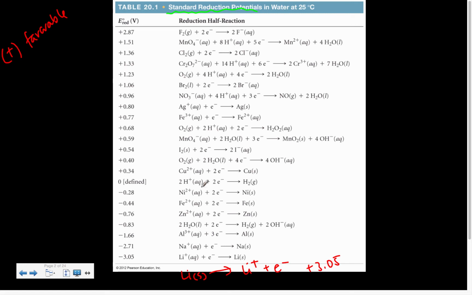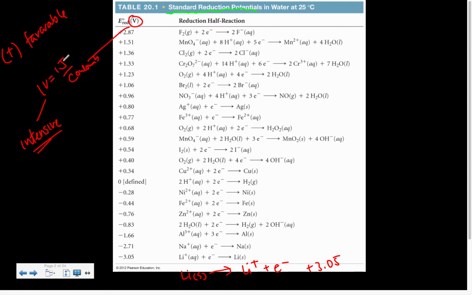So there's a lot of information tucked into this table. Another quick thing you should note is that 1 volt is equal to 1 joule per coulomb. That's the unit relationship here. Volts are an intensive property, meaning that even if I scaled this reaction up to 2F2, 4 electrons, and then 4 F minus, this voltage doesn't change, because voltage is based on the amount of energy relative to the charge. It's joules per coulomb, if that helps.